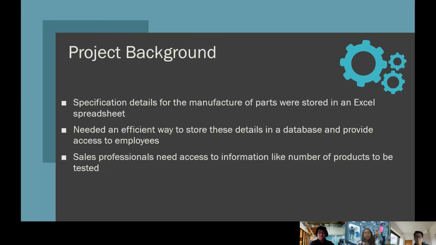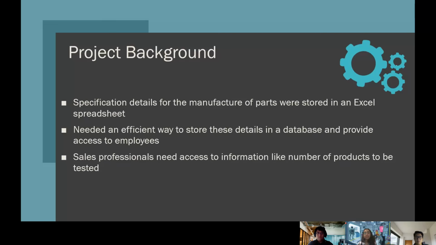United Titanium works on a manufacture of metal parts, and for all the parts that they manufacture, they need to store the specification details somewhere. Previously, they used to store these details in an Excel spreadsheet, and as you can imagine, this can get tedious if there's a large amount of data. So they needed an efficient way to store this in a centralized manner and provide access to any employees who may need it.